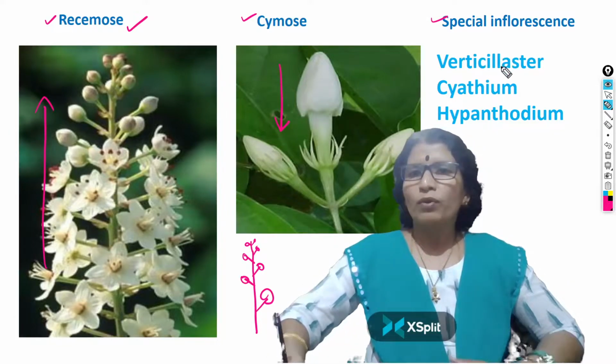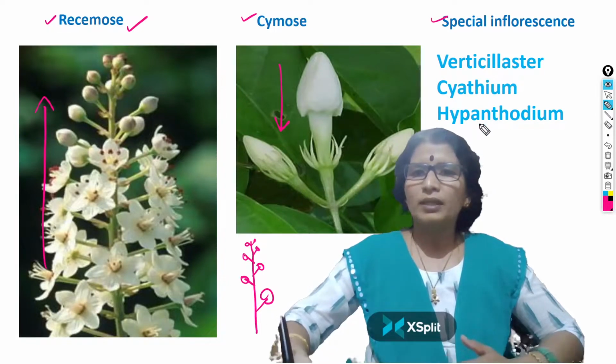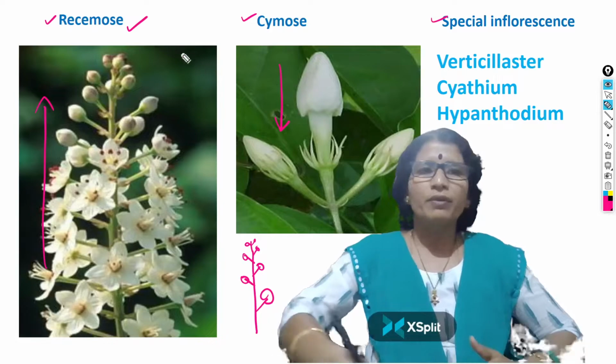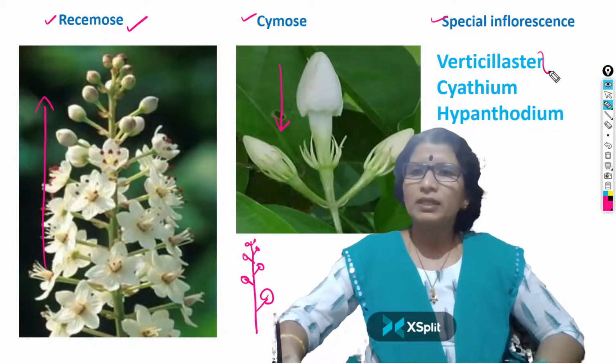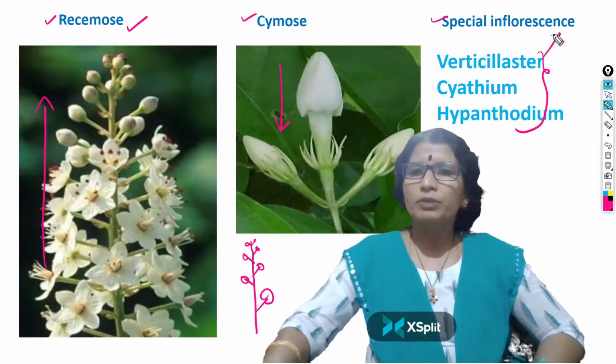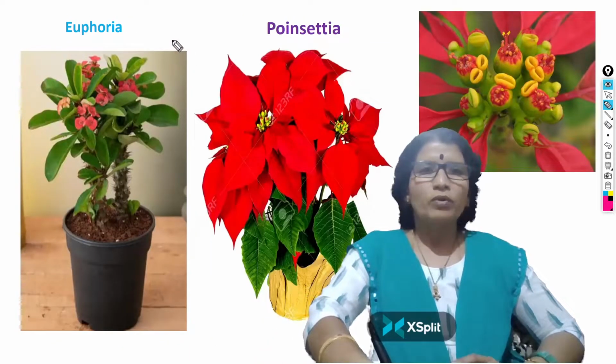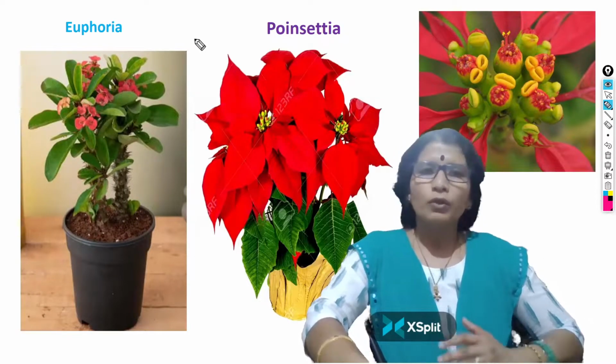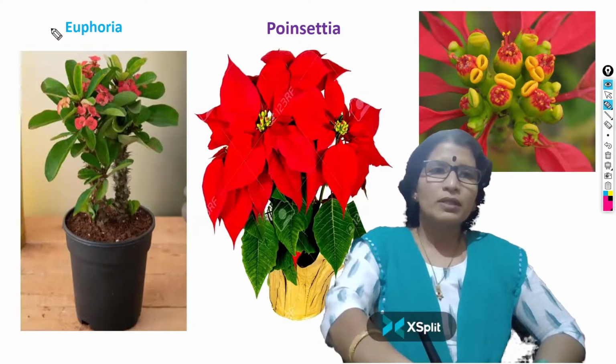In special inflorescences like verticillaster, cyathium and hypanthodium, flower structure and arrangement is totally different from racemose and cymose. That is why these 3 inflorescences come under special inflorescence. Now I teach you about the cyathium inflorescence. Usually cyathium inflorescence is present in the Euphorbiaceae family. The best example is Euphorbia.